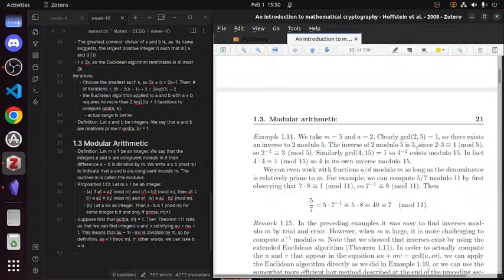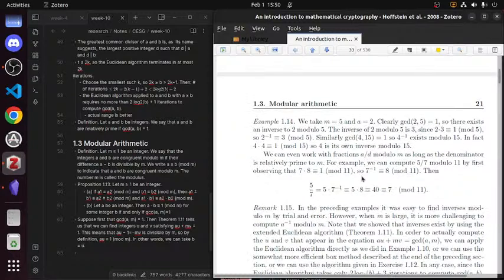But so there exists an inverse to 2 modulo 5. The inverse of 2 modulo 5 is 3. I mean, it all makes sense. We can even work with fractions A over D, modulo M, as long as the denominator is relatively prime. So this is the part that confused me from last time I was reading this. As long as the denominator, D, is relatively prime to M.